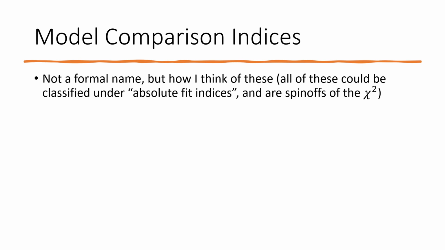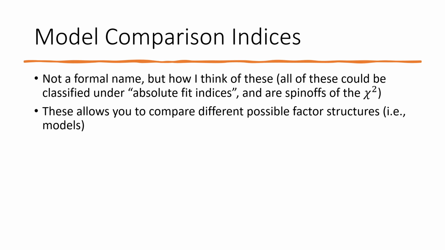First of all, the model comparison indices isn't a formal name, but this is how I tend to think about these. These could be classified as absolute. They're all in their own way spin-offs of this large model-level chi-squared. These ultimately allow you to compare the different possible factor structures, so different models to each other.